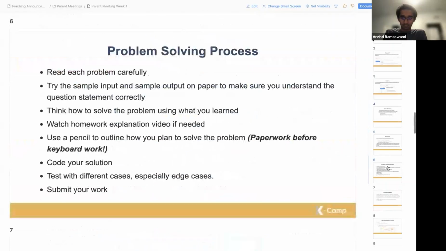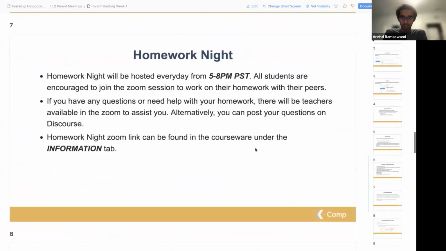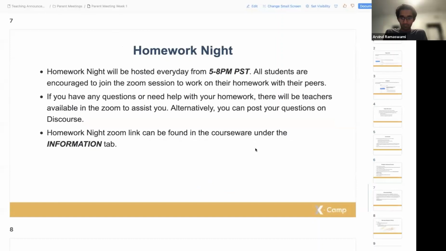Let's go on to the next problem here, which is homework night. Homework night is hosted every single night from 5 to 8 p.m. Pacific Standard Time. Students are encouraged to join the Zoom session and work on their homework. It is a place where you can get help, but you don't need to go to homework night to get help. You can simply just join. It's nice and quiet, and you can just work on your homework during that time.